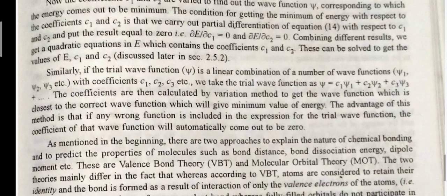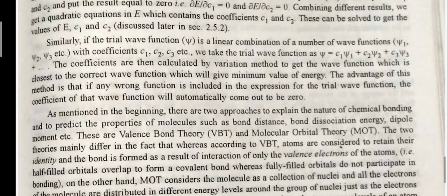As mentioned in the beginning, there are two approaches to explain the nature of the chemical bond and to predict the properties of a molecule such as bond distance, bond dissociation energy, dipole moment, etc. These are valence bond theory and molecular orbital theory. The two theories mainly differ in the fact that whereas according to VBT, atoms are considered to retain their identity and the bond is formed as a result of interaction of only the valence electrons of the atom. Half-filled orbitals overlap to form a covalent bond, whereas fully filled orbitals do not participate in it.